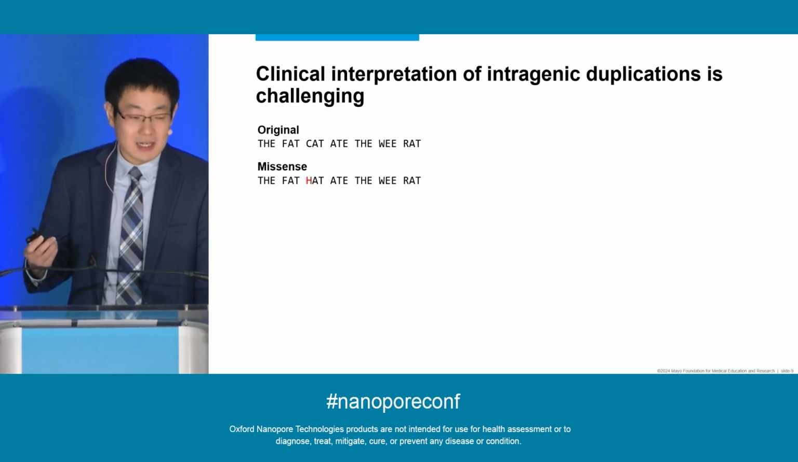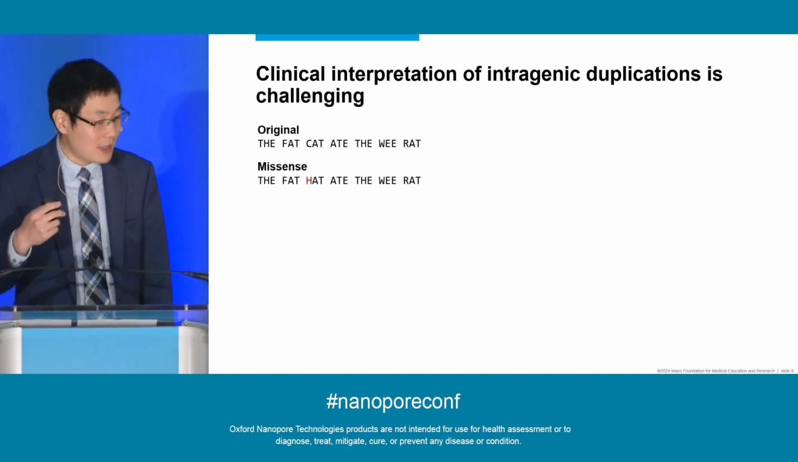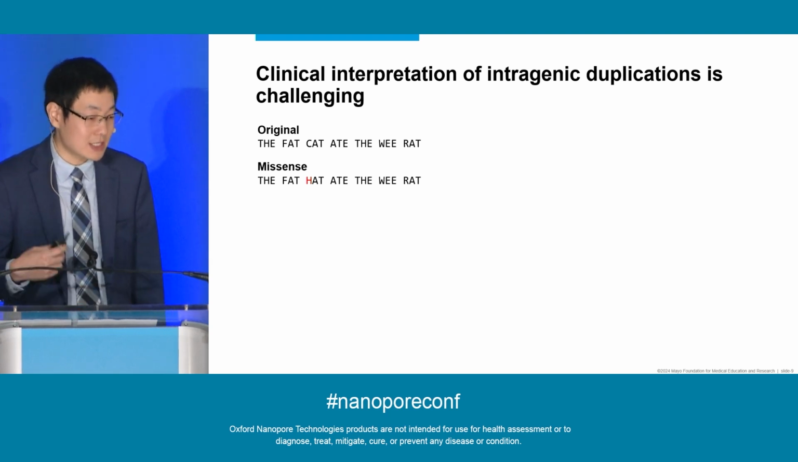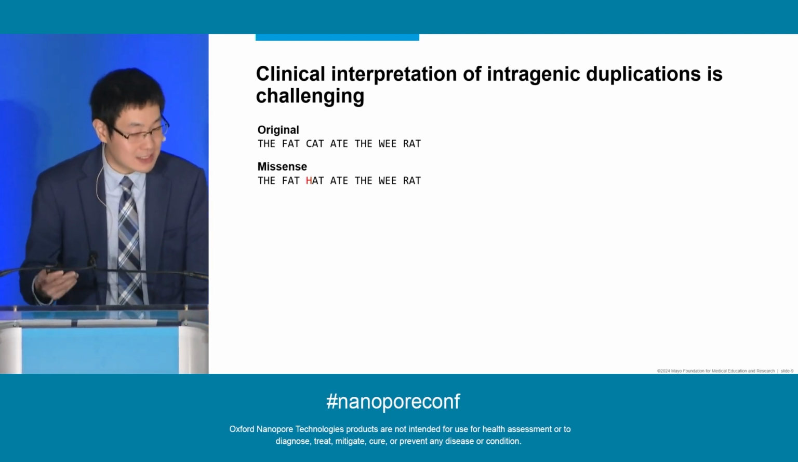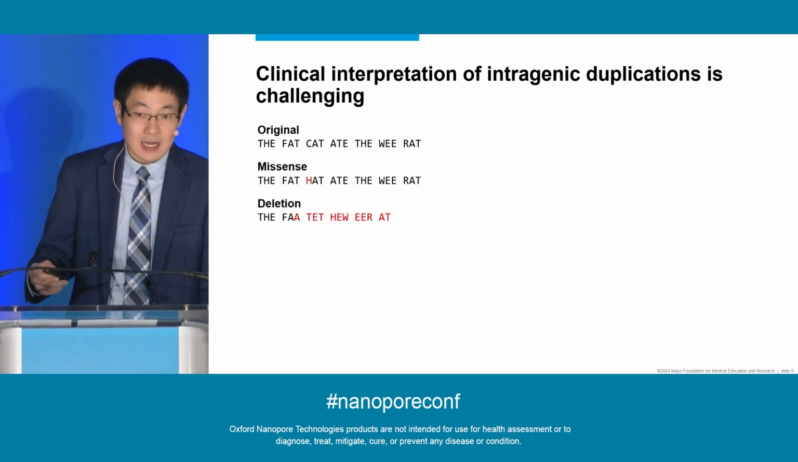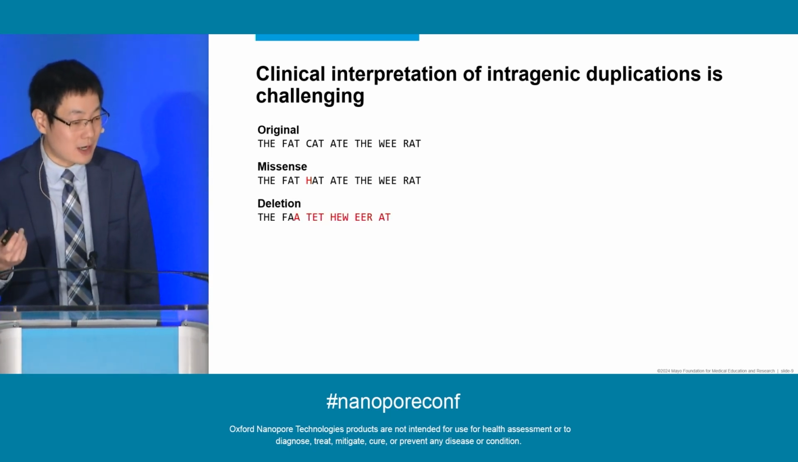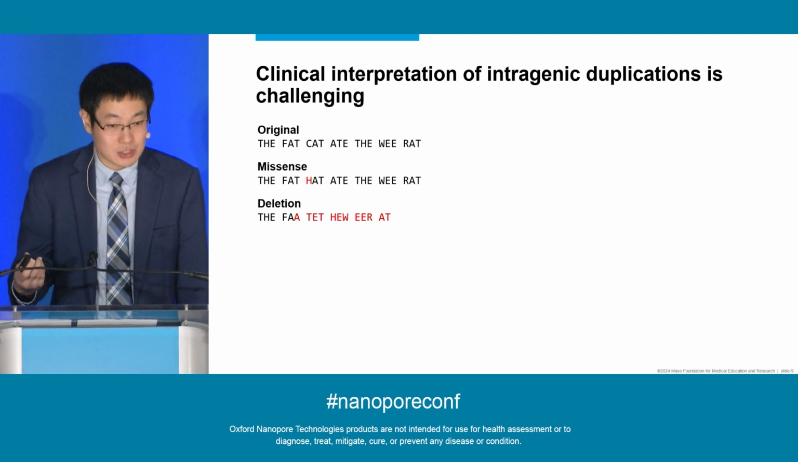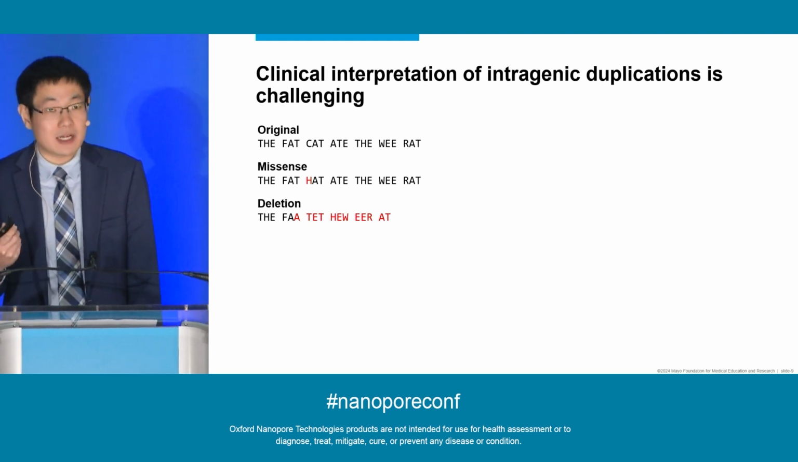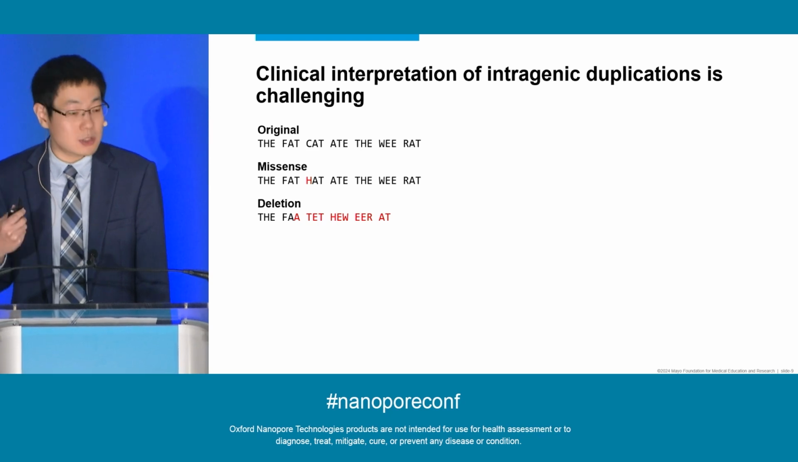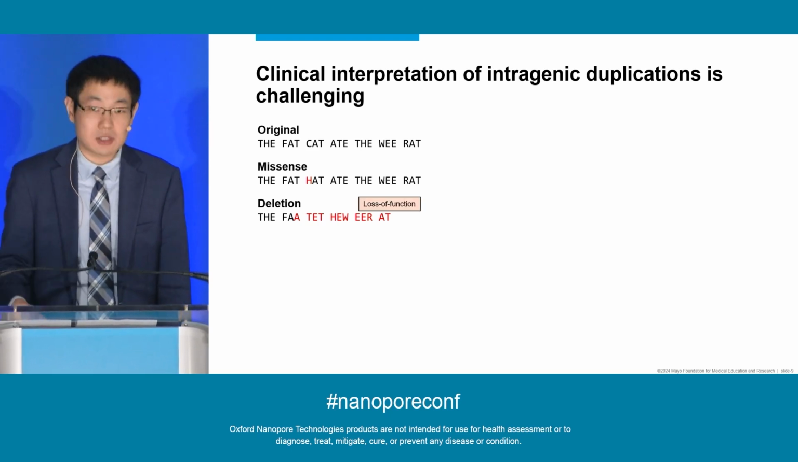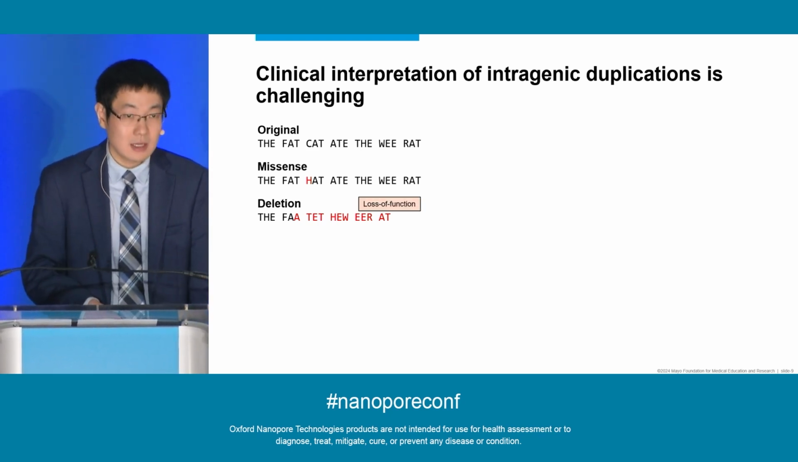You may be very familiar with this analogy of different types of variants, such as if you change a letter in a word and you change the meaning of the sentence, that's a missense variant. And if you remove several letters from the sentence, you create a deletion. And if the number of letters deleted is not a multiple of 3, this will lead to the disruption of reading frame and therefore leads to loss of function of the gene.